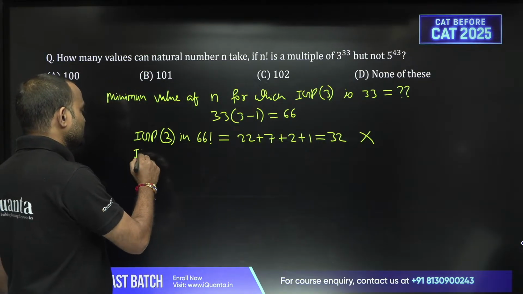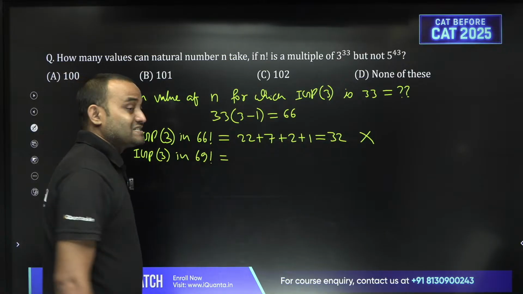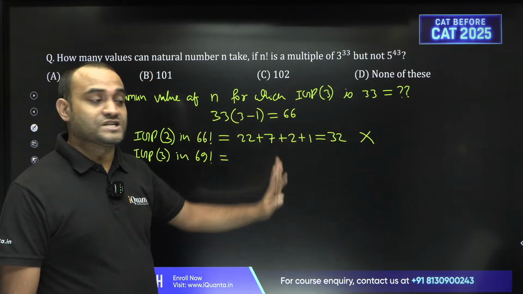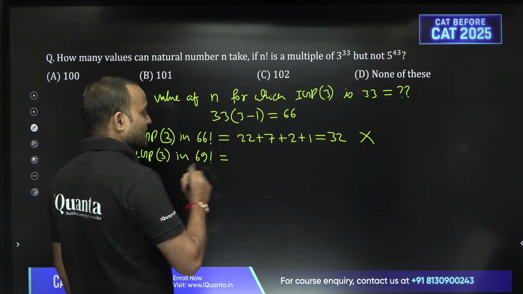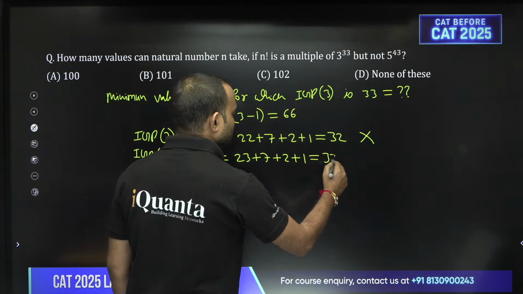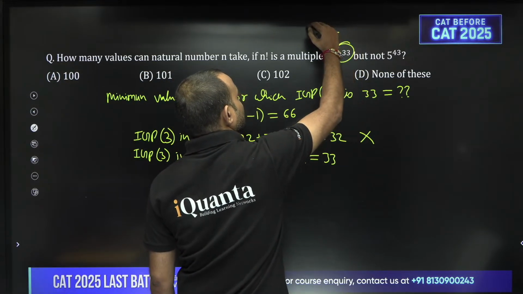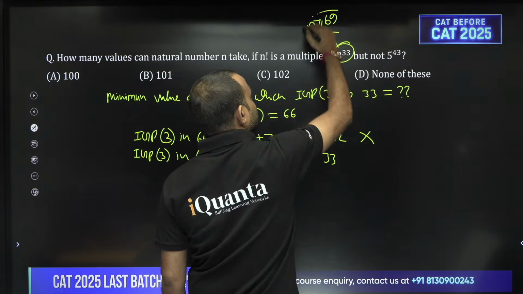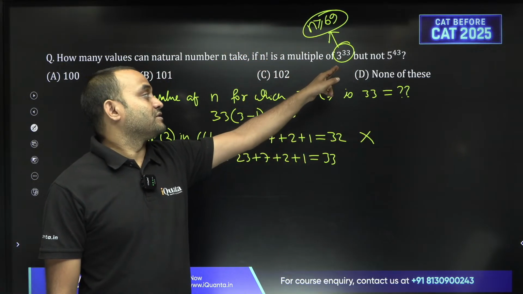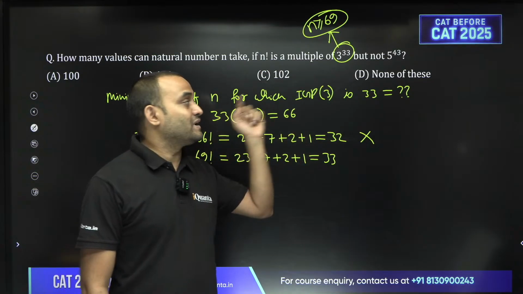What we can say? IGP of 3 in 69 factorial, because in 67 factorial, 68 factorial, power of 3 will be same, which is 32. So, IGP of 3 in 69 factorial will be 23 plus 7 plus 2 plus 1, which is equal to 33. So, if you take n greater than or equal to 69, then for all the values of n, n factorial will be divisible by 3 to the power 33.